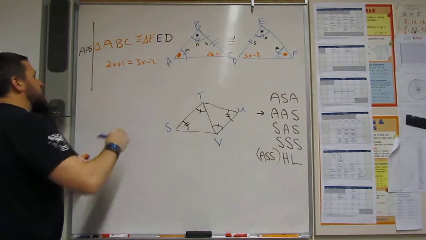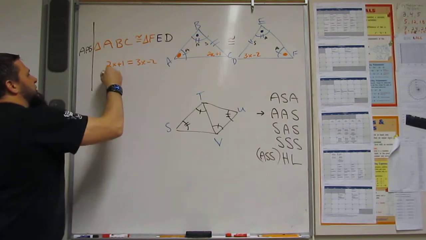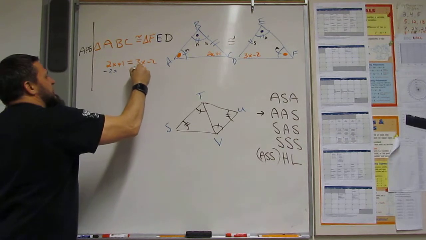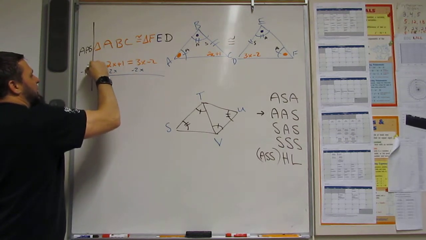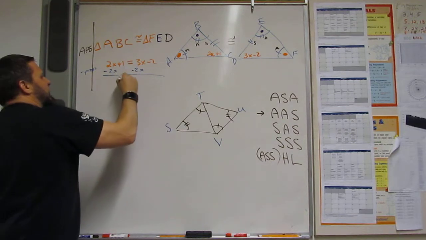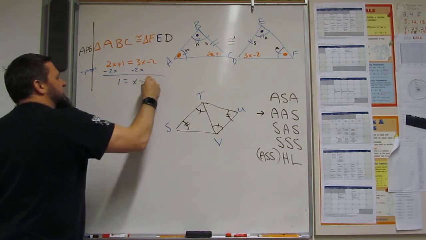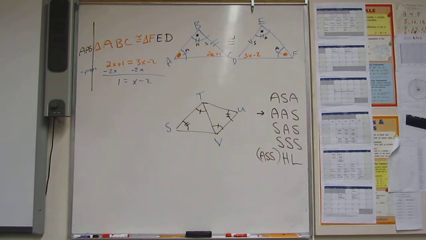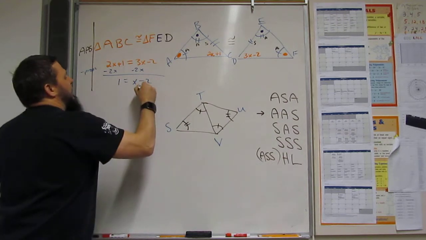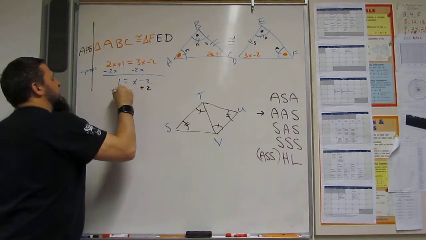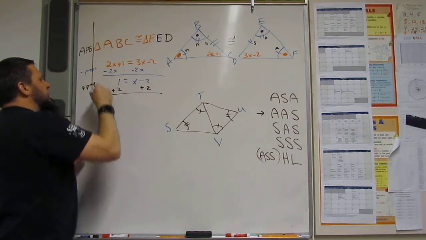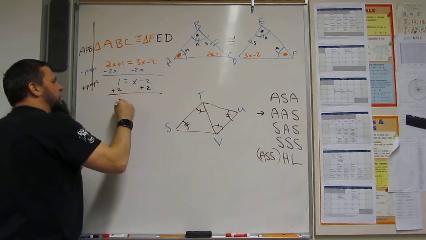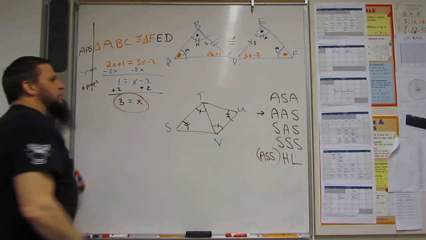And so now I can actually solve the equation, minus 2x. That uses the subtraction property of equality. I got 1 is equal to x minus 2. And like you said, it's 3. Pretty simple. I'm going to add 2 to both sides. That's the addition property of equality. And so I got 3 is equal to x.